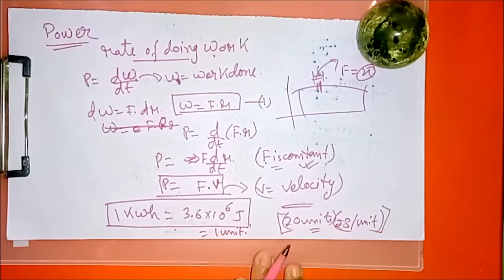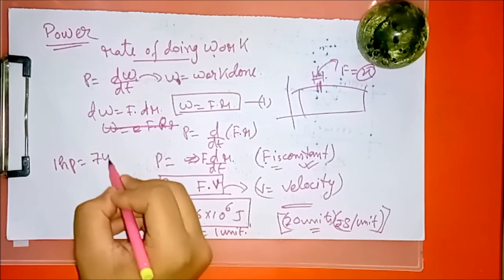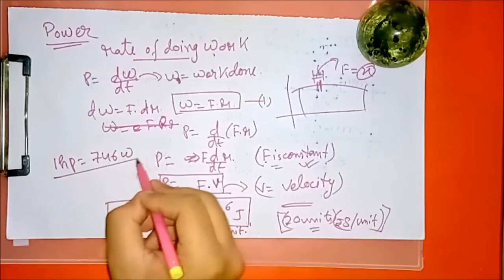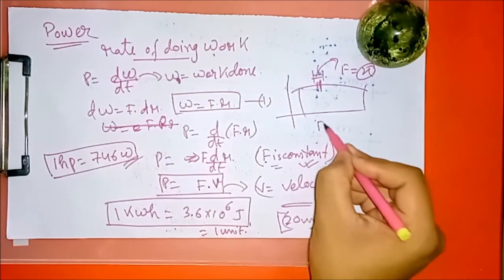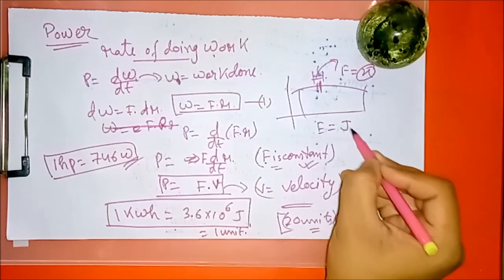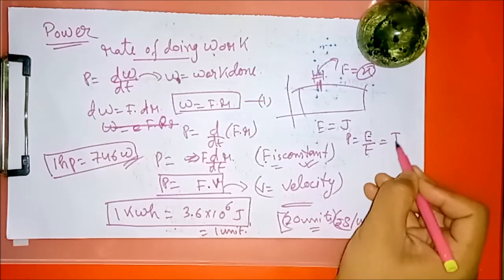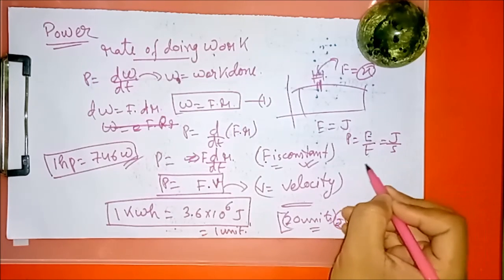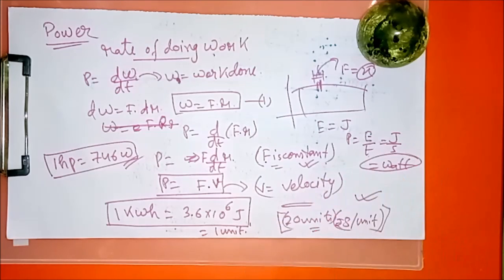There is also one important thing, that is horsepower. 1 horsepower is equal to 746 watt, and the unit of power is watt. Because we know that energy is measured in joule and power is energy per unit time, joule per second is also known as watt. So this is all about this entire chapter.